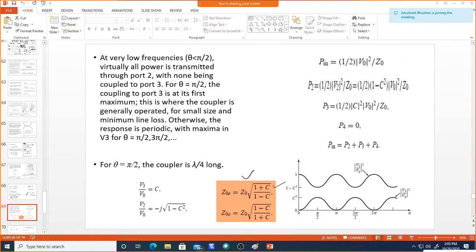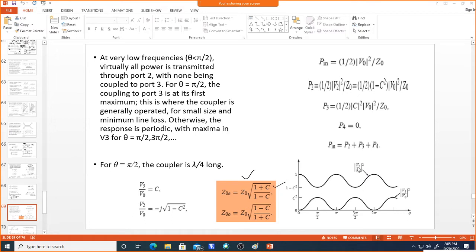We were discussing the coupled line coupler. This is the even mode impedance and this is the odd mode impedance, and these are the corresponding powers at the input as well as at port 2, port 3 and port 4. The input power will be equal to the sum of all these ports.